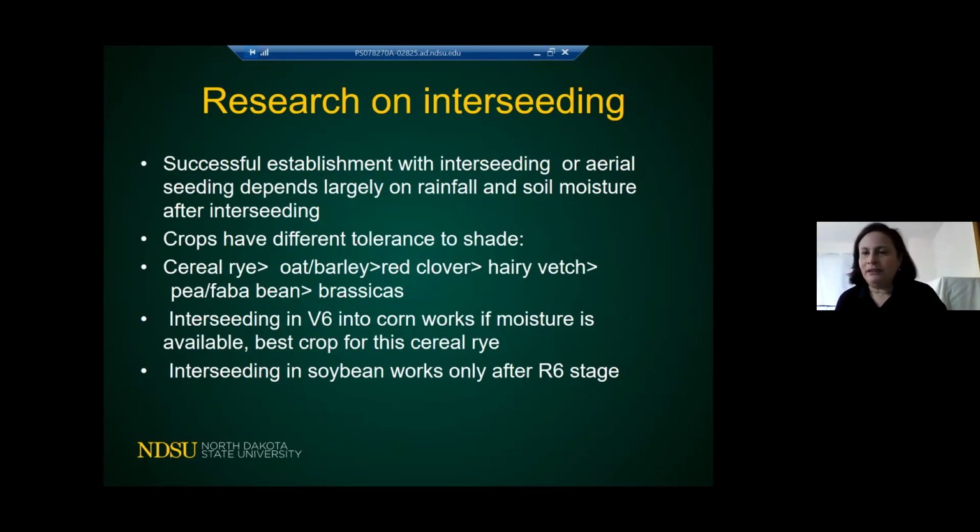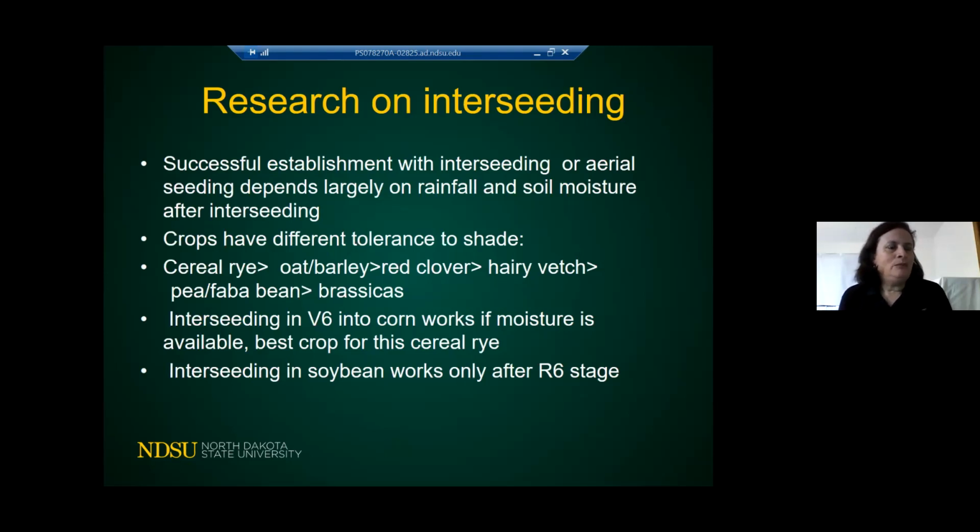Now, cover crops have different tolerance to shade. Of the ones we've used in the experiment, cereal rye is the one that has the most tolerance to shade. And then oat and barley, and then red clover, hairy vetch. Pea and fava bean have horrible tolerance to shade, and brassicas don't do well at all. Depending on the year, you get really good moisture, but radish and turnips don't do very well in shade. So if you want to drill them after the crop, that's when you want to use them.